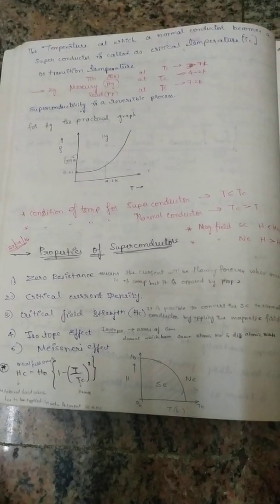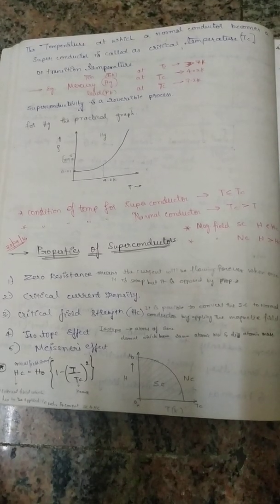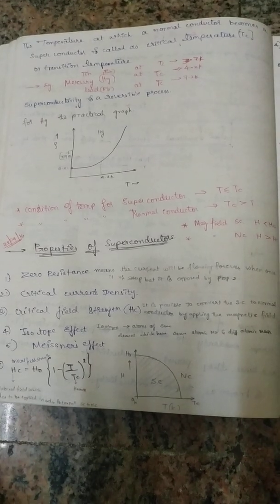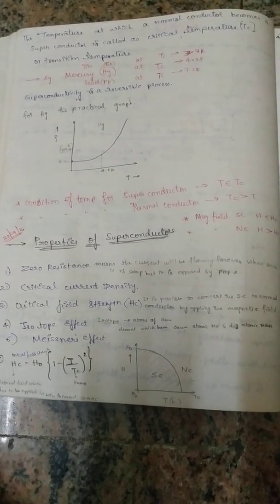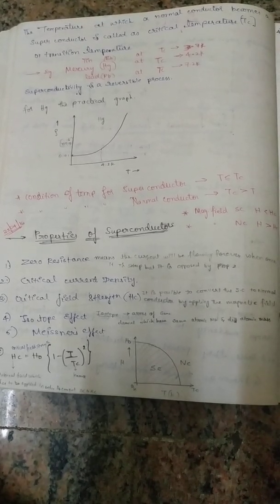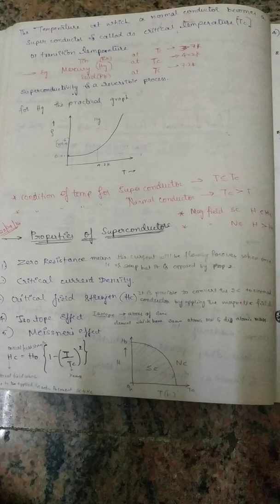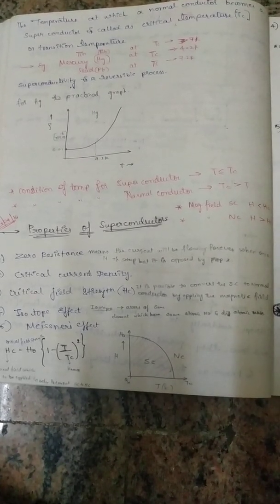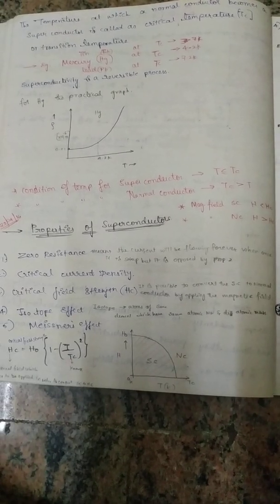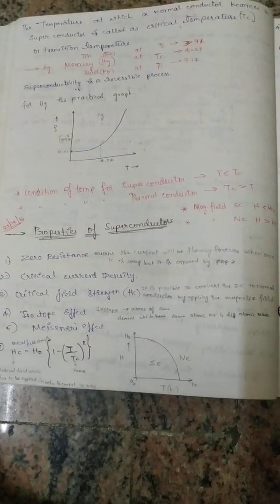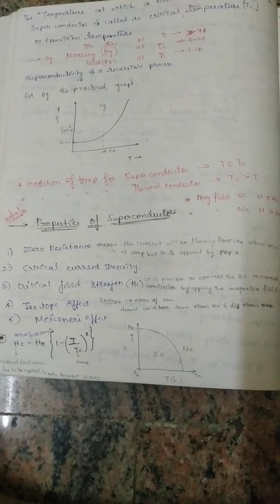The temperature at which a normal conductor becomes a superconductor is called the critical temperature or the transition temperature, which is denoted as Tc. Now let us see a few examples: tin, mercury and lead. The critical temperature for tin is 3.7 Kelvin, for mercury it is 4.2 Kelvin, and for lead it is 7.2 Kelvin. Something very important to remember is that superconductivity is a reversible process.